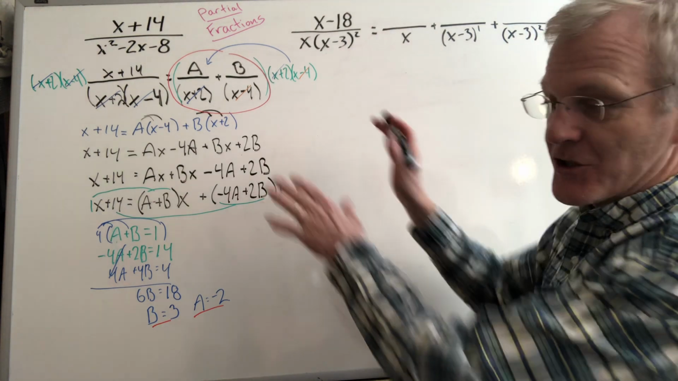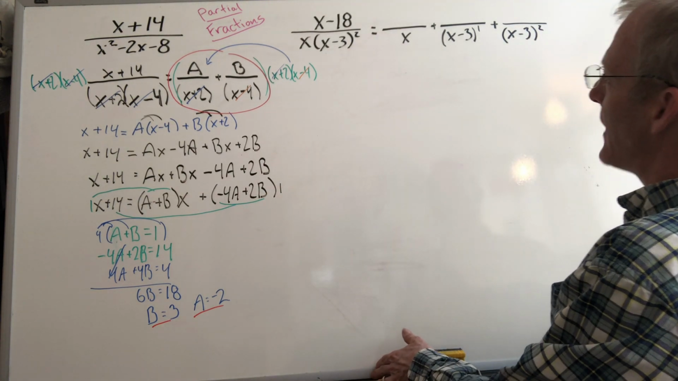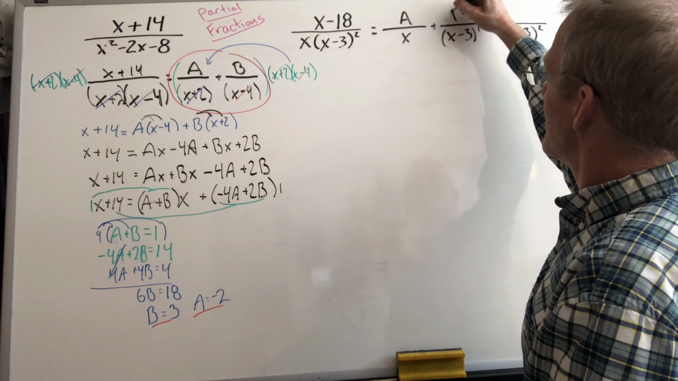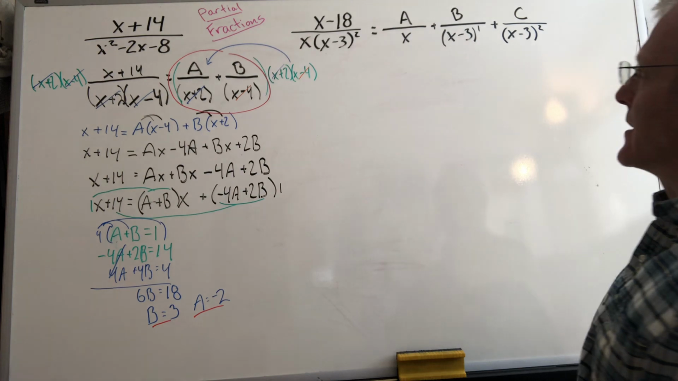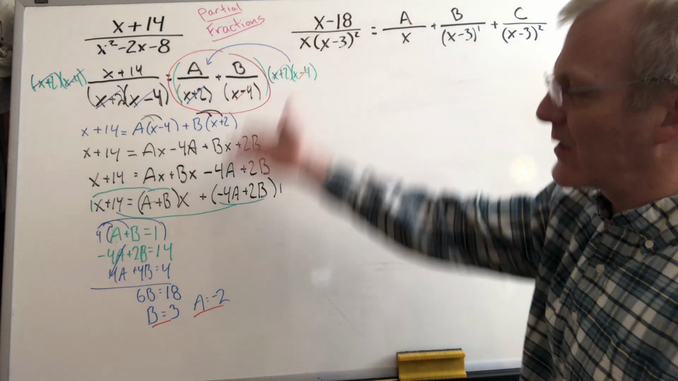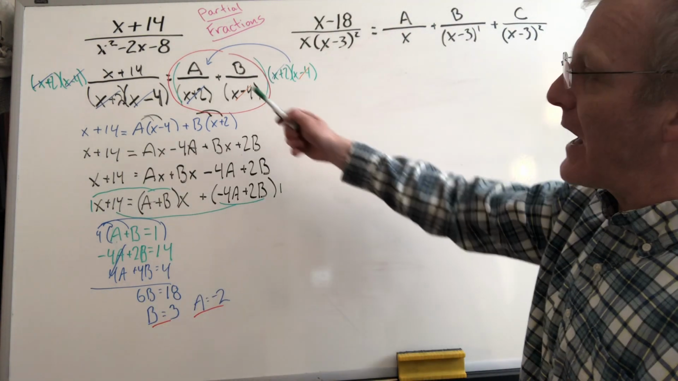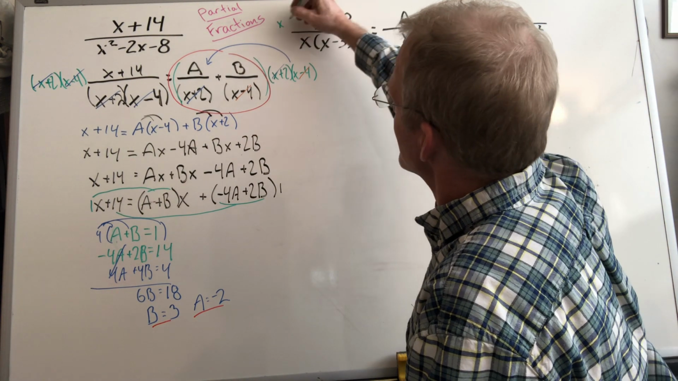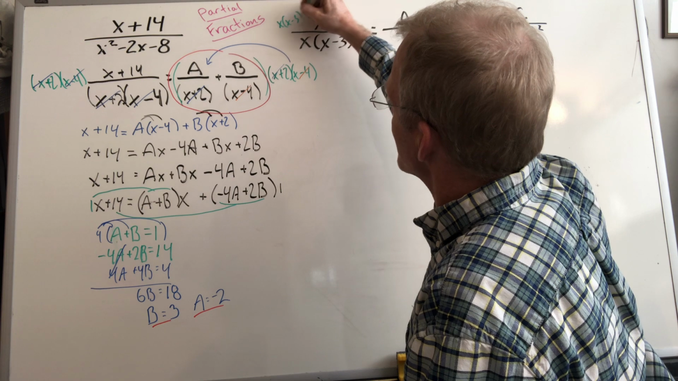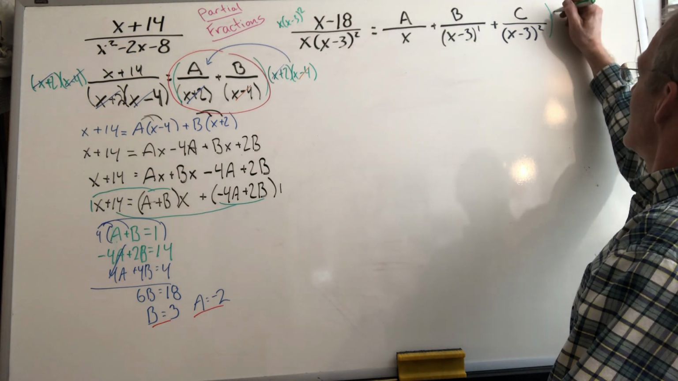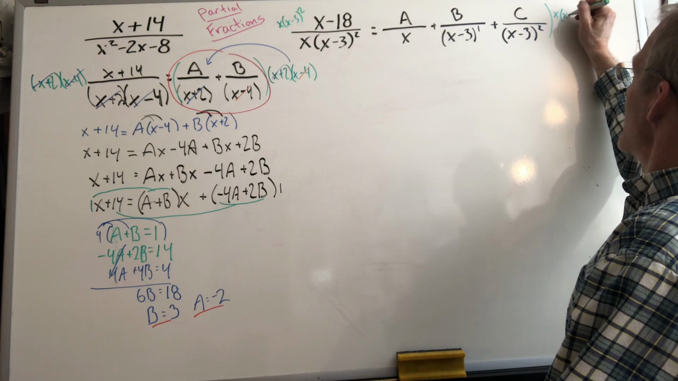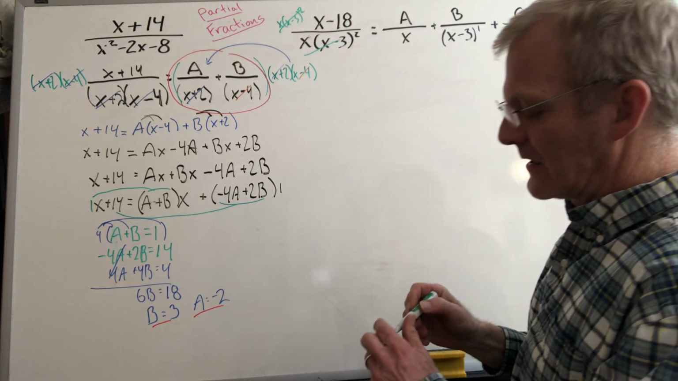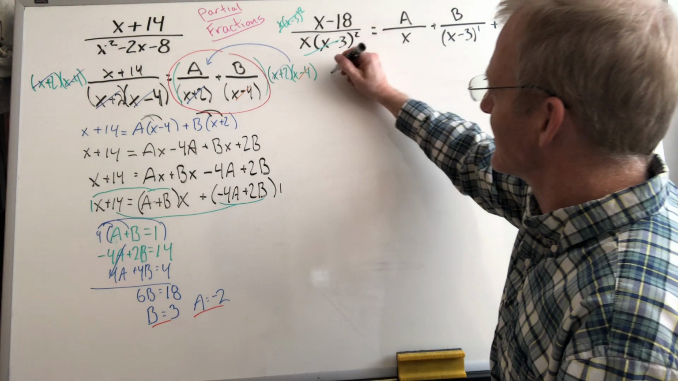Now, I'm going to have to squish that way a little bit so we can see this, but we're going to have over top of this our A, B, and C. And we're going to do the same thing that we did here. We're going to go back and we're going to multiply both sides by the common denominator, x times x minus 3 squared. Here x times x minus 3 squared is going to cancel entirely, leaving us with the x minus 18.